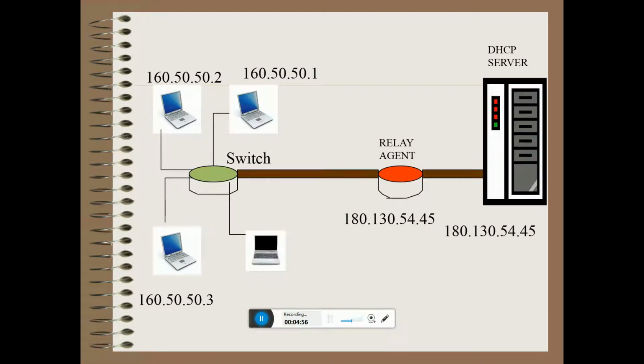This is the diagram I will explain. This is 160.50.52. This is another one, 160.50.50.1. This one is the switch relay agent. This is another client, 160.50.53. This is the relay agent IP, 180.130.54.45. This is the DHCP server IP address: 180, 30, 54 and 45.